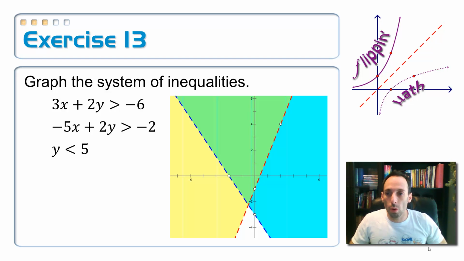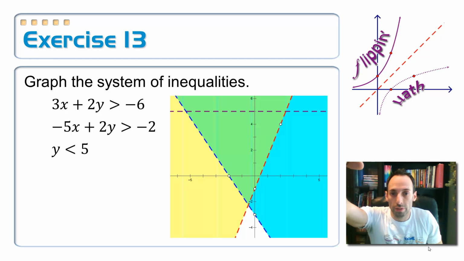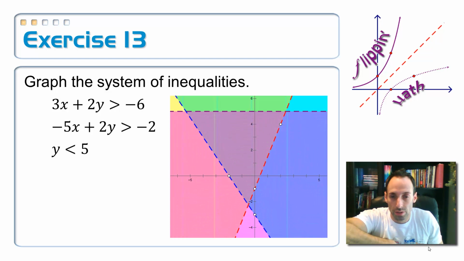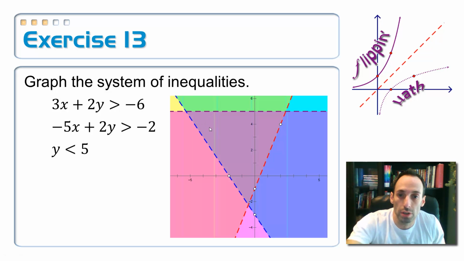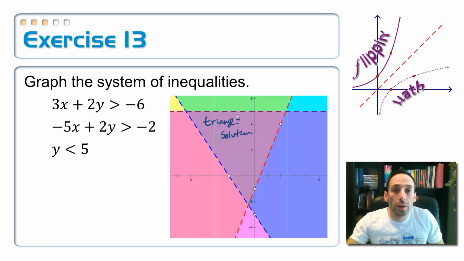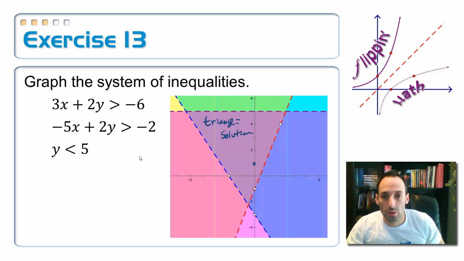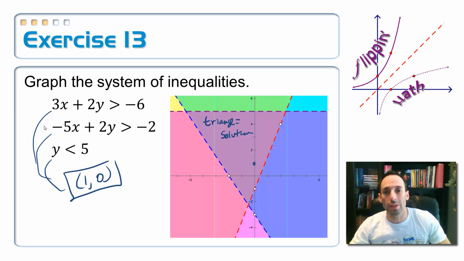Okay, now I have one more. It's a horizontal one. So it starts at 5, and it's another dashed one, horizontal one at 5. Y is the line. We want everything less than that. So there you go. And I want the dark purplish storm cloud looking stuff. So this is the solution. It's this triangle here. So triangle is solution. And if I wanted just an example point of a solution, how about this one, which is 1, 0. 1, 0 would satisfy all 3 inequalities in that system.